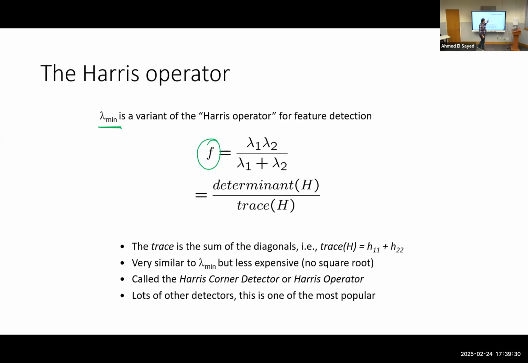Now, should I calculate the lambdas to find those two values? They said no. Why? Actually, the value of lambda 1 times lambda 2 equals the determinant of the matrix H. The value of lambda 1 plus lambda 2 equals something called the trace of matrix H. What is the trace? Trace simply is the sum of the diagonal elements.